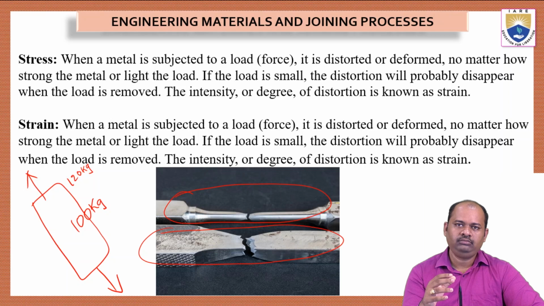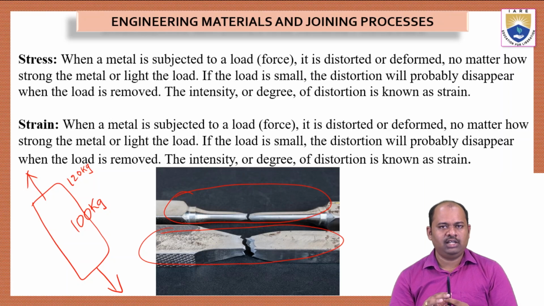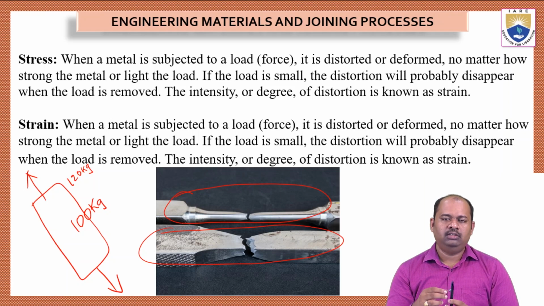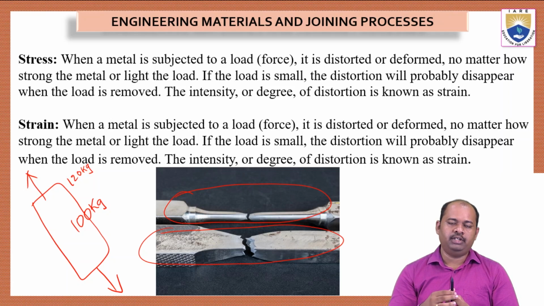Now, what happens? I am continuously applying the load. 100 kilograms of load is very suitable for this initial cross-section. Whenever I increase the load beyond 100 kilograms, the cross-section area is decreasing because the body is elongated in this direction. So obviously its cross-section area will decrease. Due to this reduction in the cross-section area and the increase in the amount of load applied on the body, the body will initially break at some point.